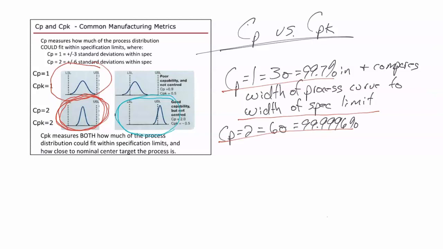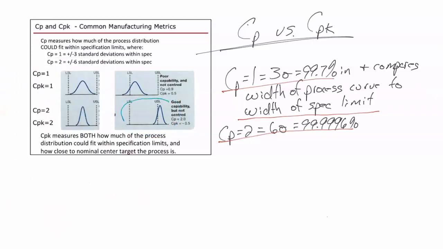center target are you. That's where CPK comes into play. CPK is measuring the width of your process performance curve to the width of the spec limit as compared to the nominal dead center target. So, new colors here.